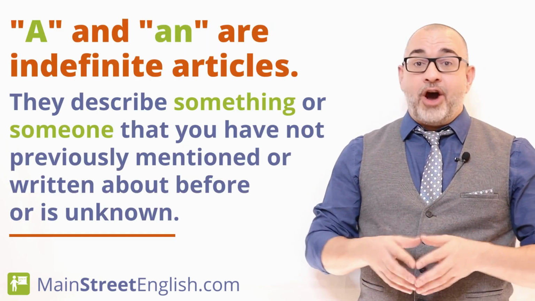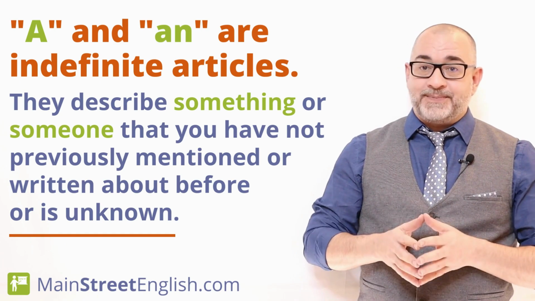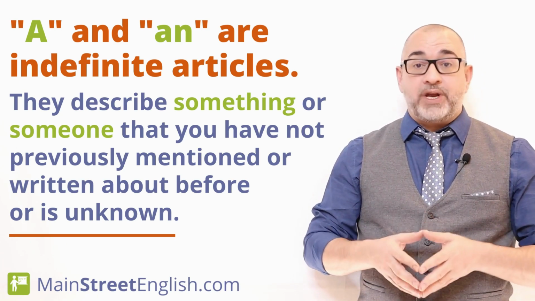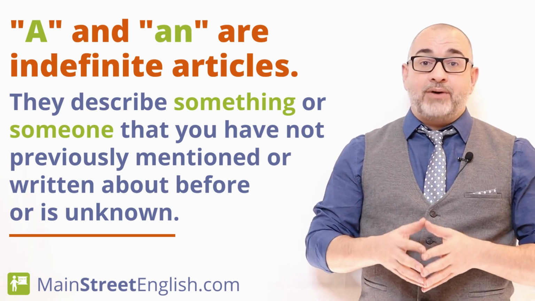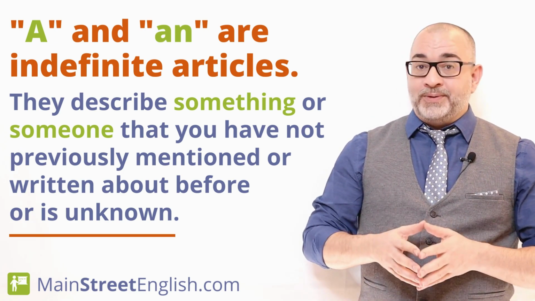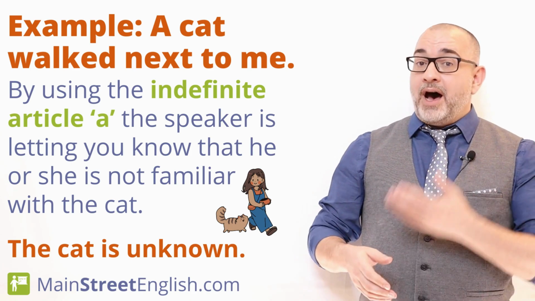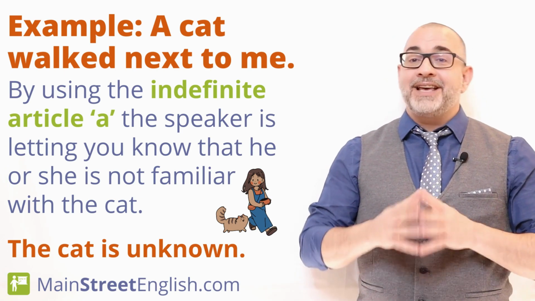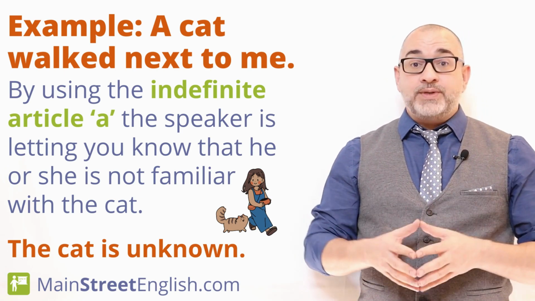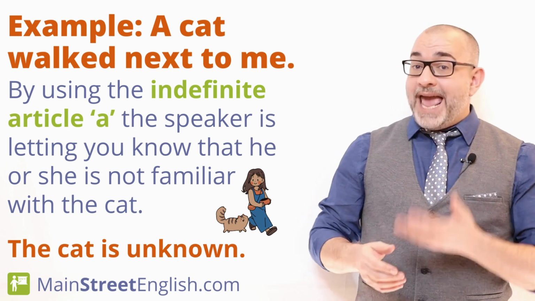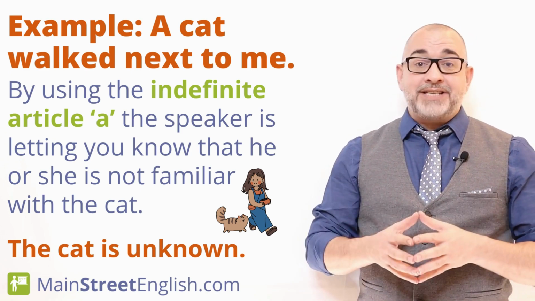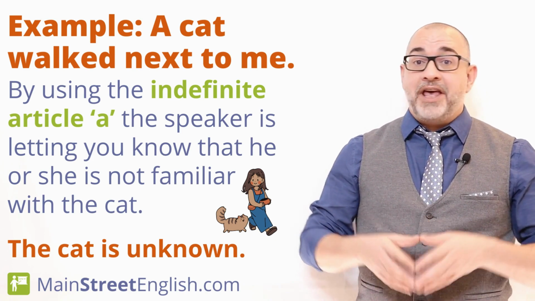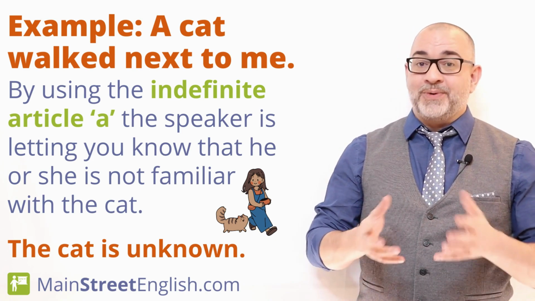A and an are indefinite articles. They describe something or someone that you have not previously mentioned or written about or is unknown. For example, a cat walked next to me. By using the indefinite article a, the speaker is letting you know that he or she is not familiar with the cat. The cat is unknown.